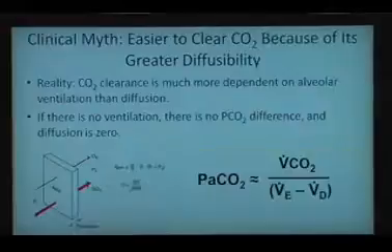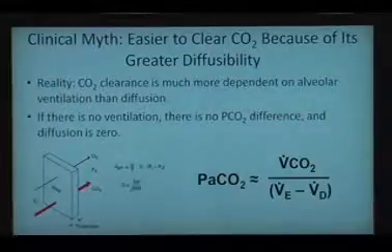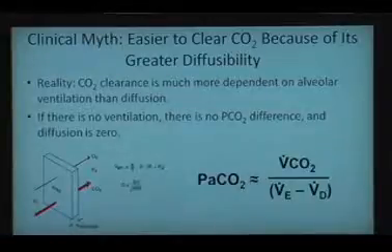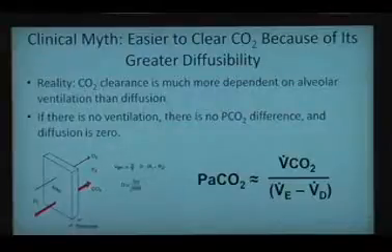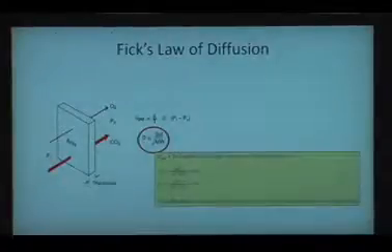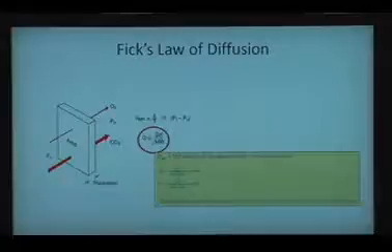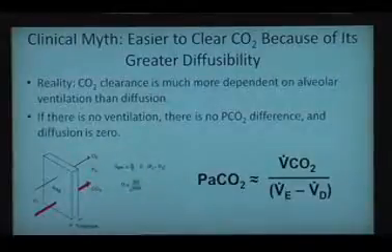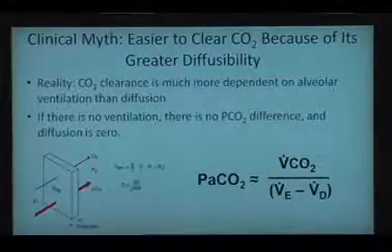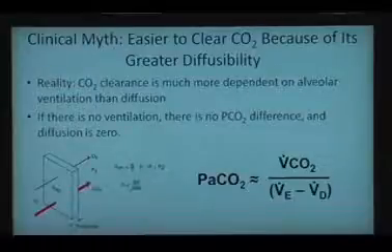So this leads then to something that I think is a clinical myth that I've heard over and over in the clinical areas for now 45 years, which is that it's easier to clear carbon dioxide because of its greater diffusibility. So if we look at this, you would say, well, if the diffusibility of CO2 is 20 times greater than oxygen, it should be a lot easier to get CO2 out of the lungs than to get oxygen into the blood. And the reality is the CO2 clearance is much more dependent on alveolar ventilation than diffusion.